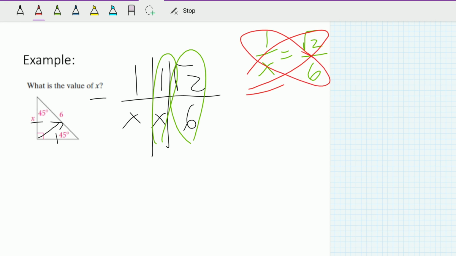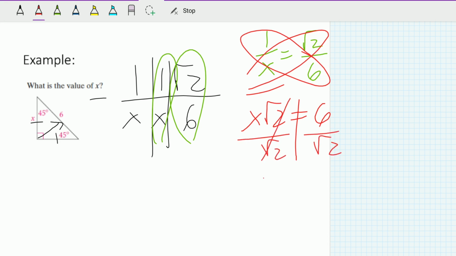You really need to get used to rationalizing because it will happen with the 30, 60, 90, and then it could potentially happen also to this one, or a lot more frequently. So it'd be x square root 2 equals 6. Sorry, I did that line first. I don't know why. And I can just divide by square root 2 because I am trying to isolate the variable. It'll be x equals 6 over square root 2.